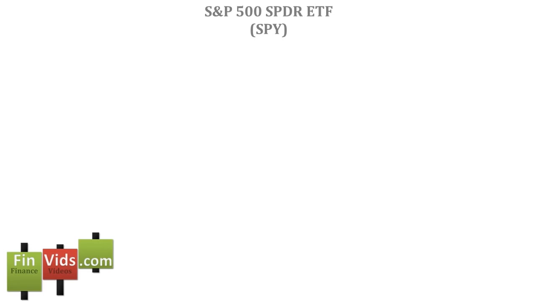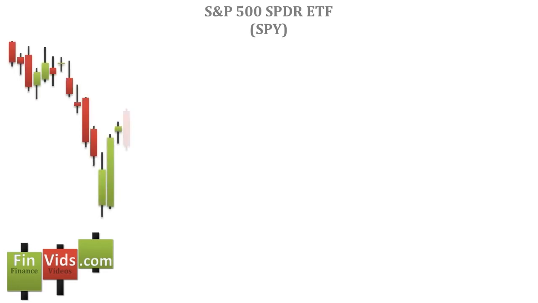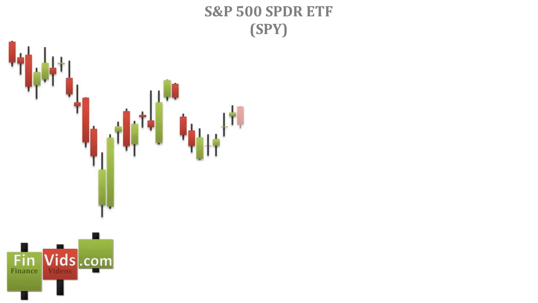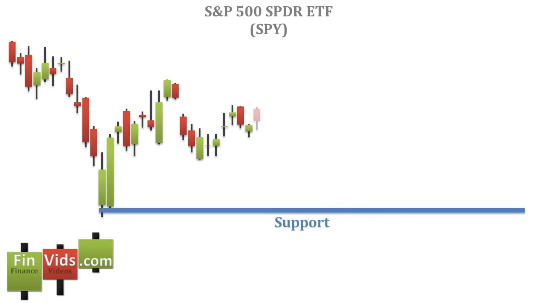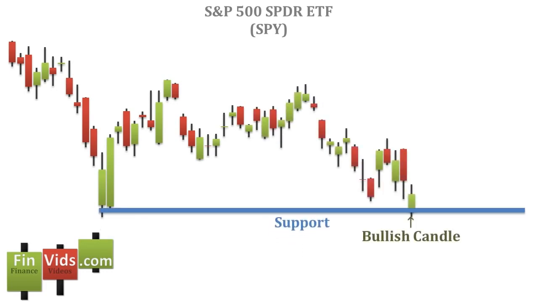In this chart of the S&P 500 Spider Exchange Traded Fund, the bullish candlestick is used to confirm an area of support. Notice that the bullish candlestick rises off of the area of support and gives strength to the area of support. Prices head higher.